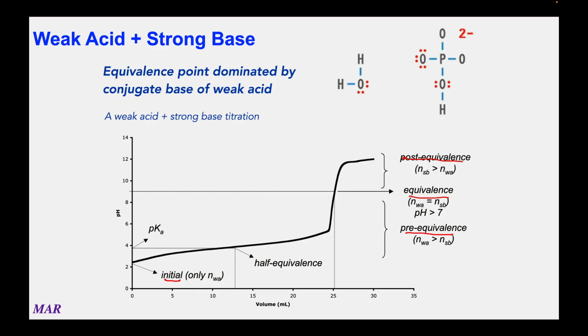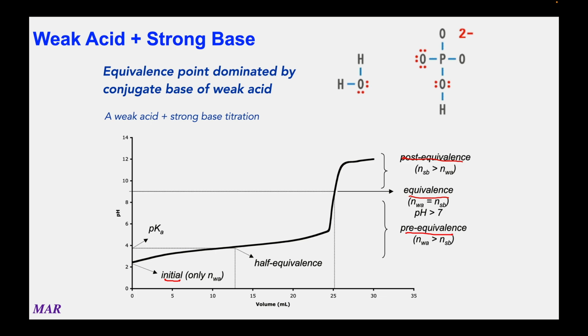So initially, we'll have only the moles of weak acid, NWA. At equivalence, the moles of weak acid and moles of strong base will be equal. Pre-equivalence, we have more moles of weak acid than strong base, and post-equivalence means more strong base than weak acid. And we'll have different equations for that.